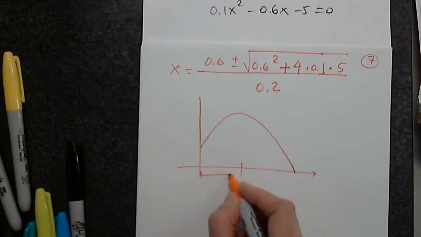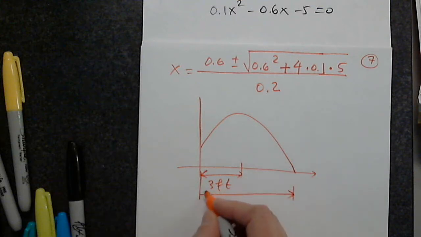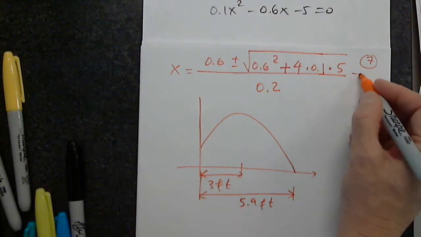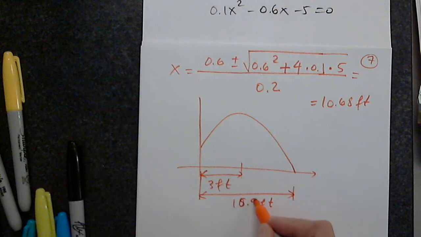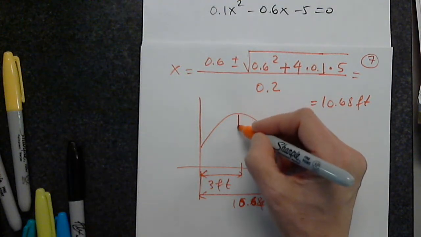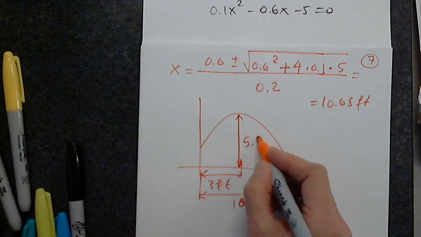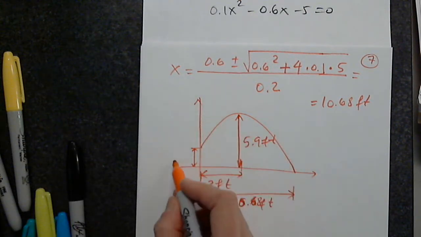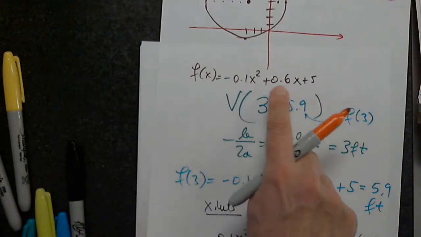All I want you to write is this, 3 feet. This, 5.9. Oh, actually, I'm sorry. I didn't copy it. It's 10.68 feet. Sorry. 10.68. 10.68. And what is this? That's 5. Exactly. And how much is this? Let's go back to the function. 5. 0, 0, 5.